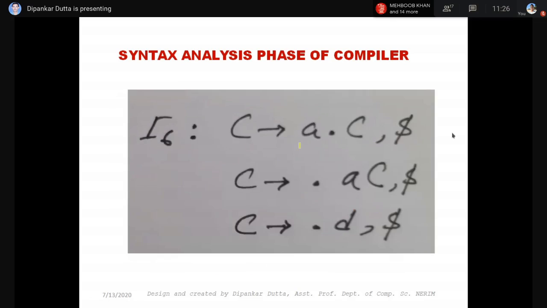C implies advance this pointer position to here. A dot capital C comma dollar. Again compute the closure for capital C. It will be capital C implies dot AC and C implies dot D. What is the beta? Nothing. Beta dollar. First of beta dollar, dollar itself. So look here, it will be the dollar itself.